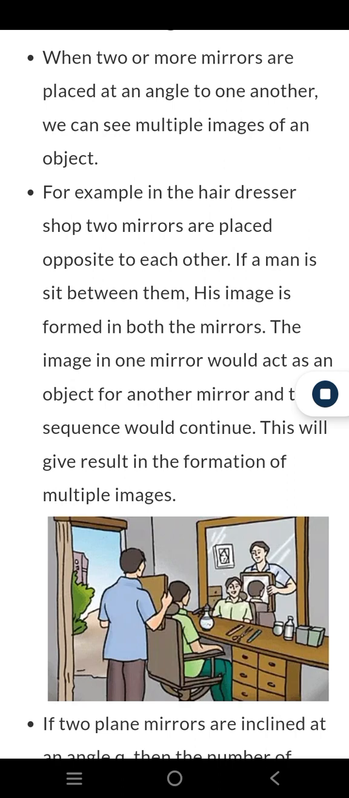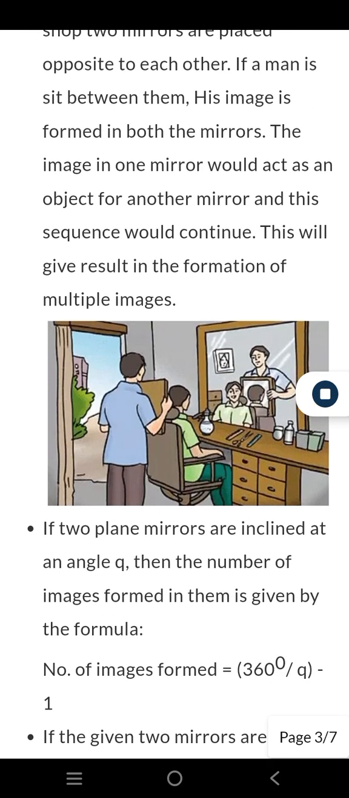If a man sits between them, his image is formed in both the mirrors. The image in one mirror would act as an object for another mirror and this sequence would continue. This will result in the formation of multiple images.